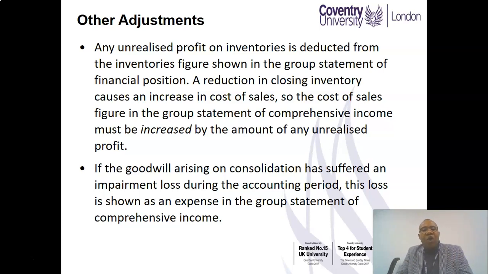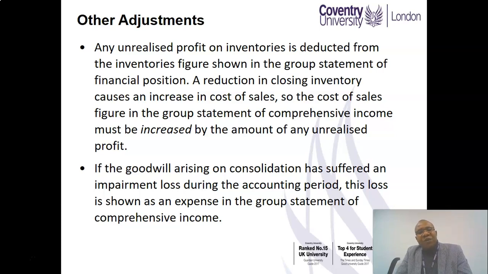And therefore, when we prepare group accounts, we must eliminate the profit. And we do so by adding the 2,000 to cost of sales and then deducting it from inventory. By adding it to cost of sales, we have therefore removed the unrealized profits in our consolidation.